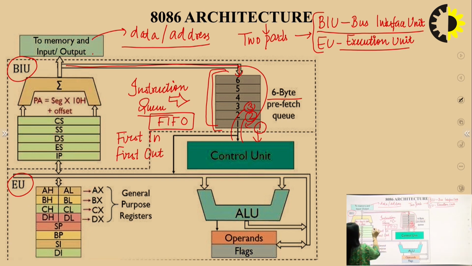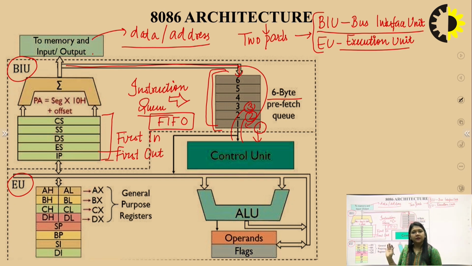So here we have registers. We have 4 segment registers and 1 special instruction pointer. These 4 segment registers are the code segment, data segment, stack segment and extra segment. And this is our instruction pointer, and this is a summation which is used to calculate the physical address of any instruction.